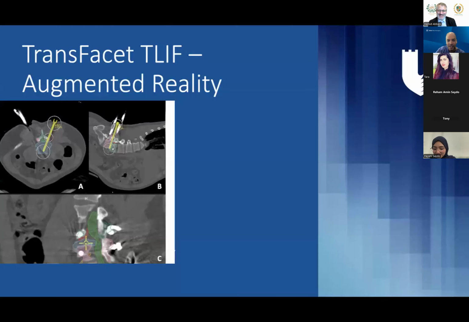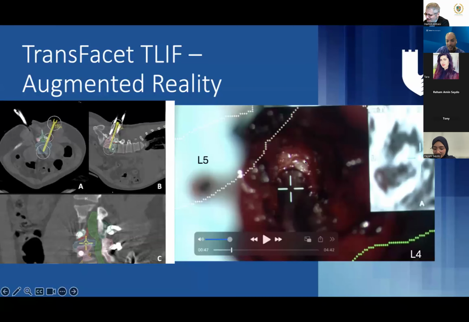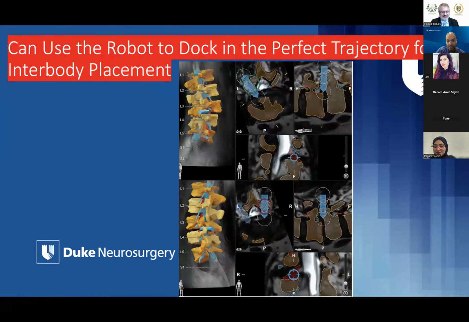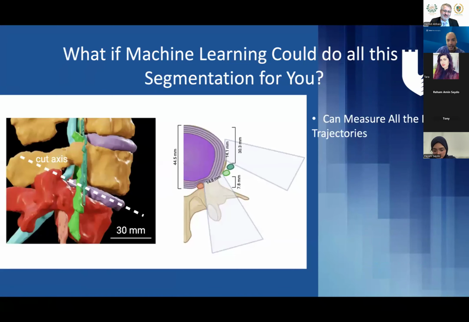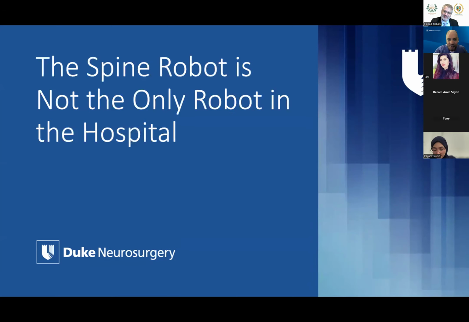Under the microscope, as we're doing the transfacet TLIF, we know through the bone where the L5 nerve root is and where the L4 nerve root is, so we don't cause injury to the nerve roots while we're doing the surgery. We've started to look at using the robot to dock in the perfect trajectory to do these transfacet TLIFs, and hopefully I'll be able to present on that in the future. Right now, a lot of this segmentation is done manually by amazing medical students, but we're working on using machine learning to do this completely automated. So stay tuned.